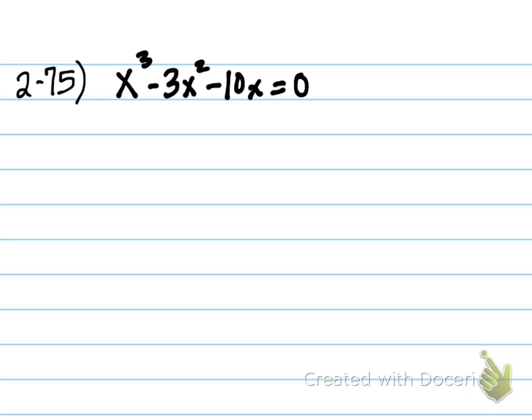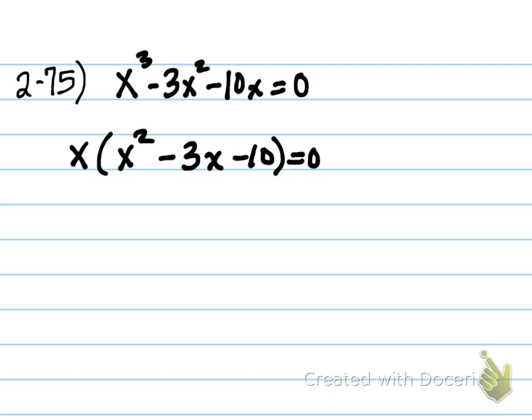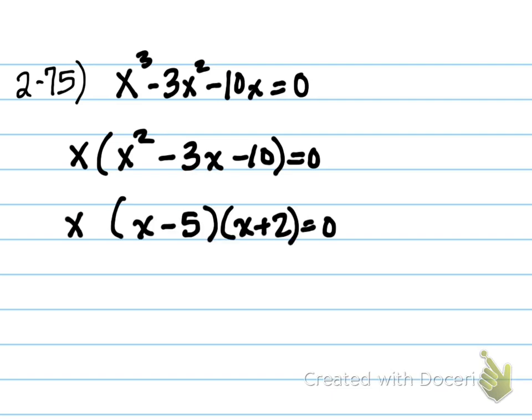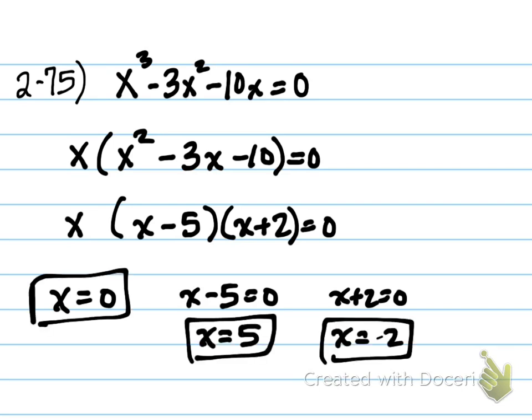On 275, the first thing you want to do when you have to solve is see if you can factor anything out. So I'm going to factor this. You can group, or you can recognize that the factors are going to be x minus 5 and x plus 2. Set each factor equal to 0 and solve for x.